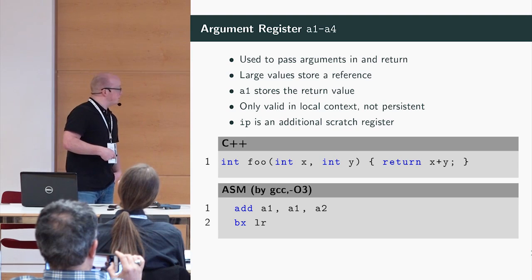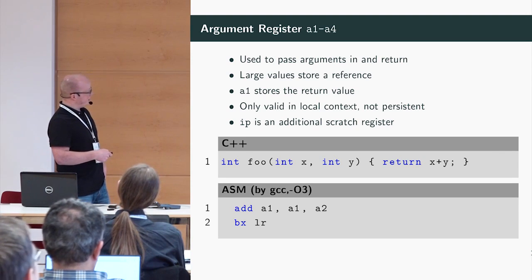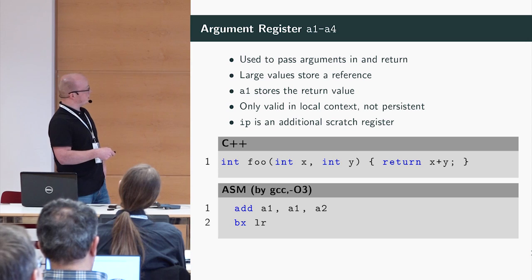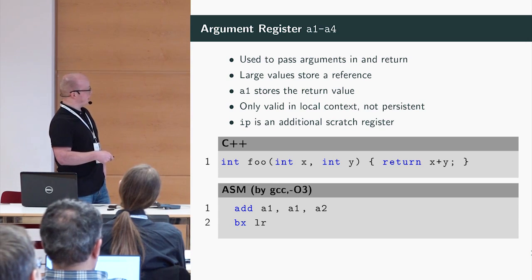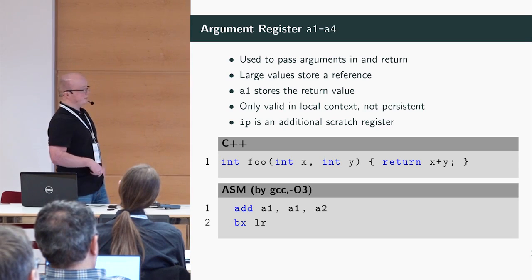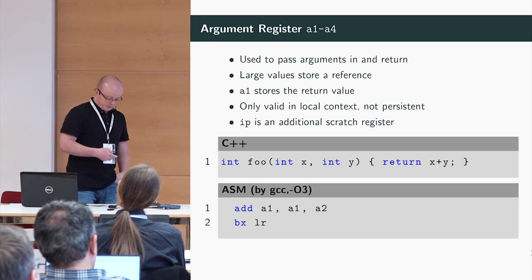That's how it looks, this time with an optimizer. We have the value of x in A1. We have the value of y in A2. And we return the added value, so it's stored in A1, which holds the return value, and then we return. That's as simple as it gets.